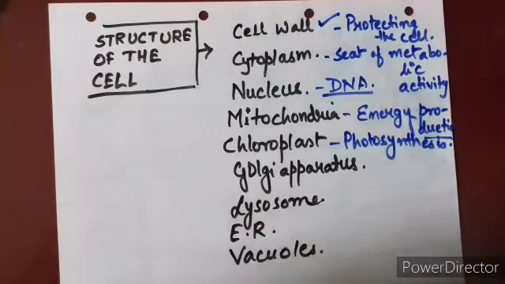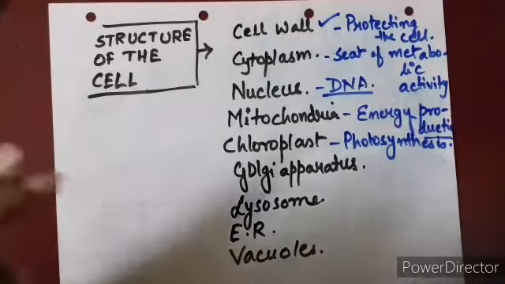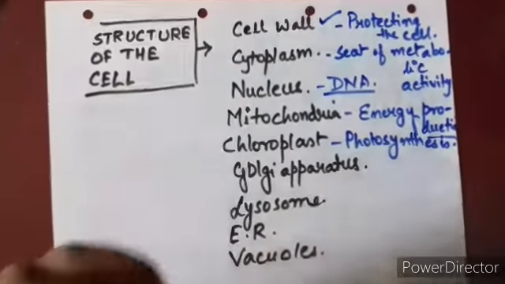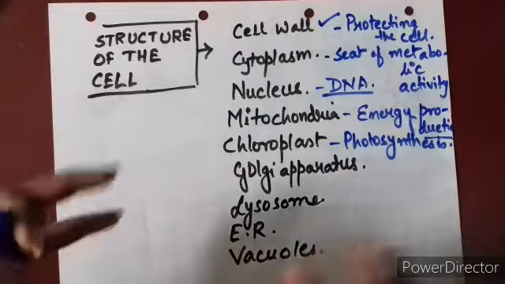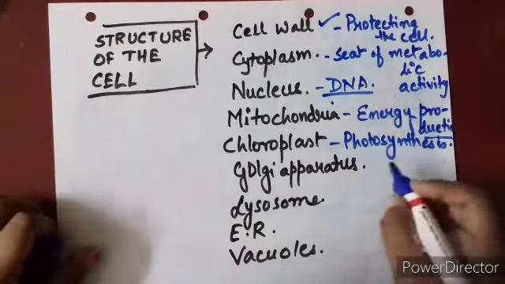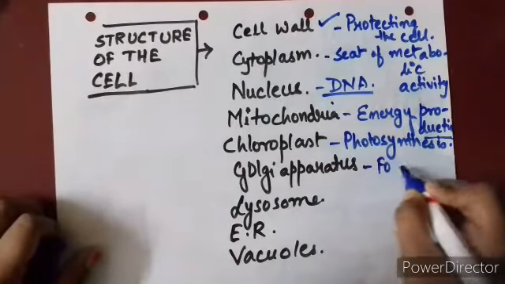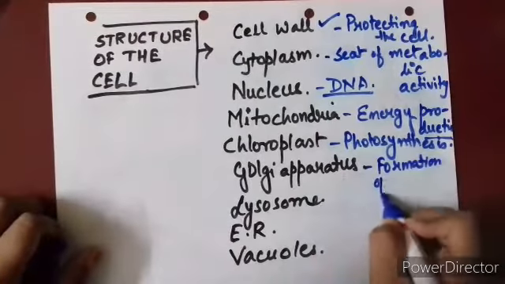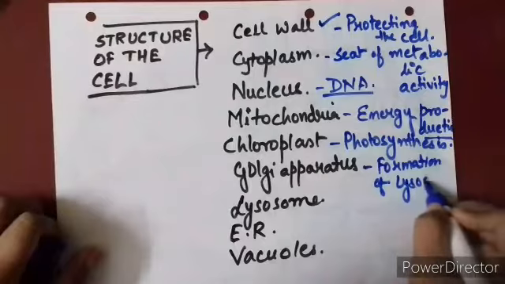Golgi apparatus is a very important organelle and it has membrane sacs in it. What does it do? Secretion and formation of lysosomes. So they actually secrete and form lysosomes.